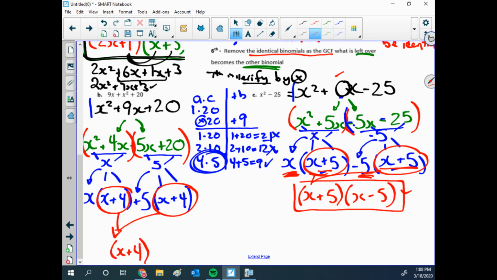So that gets removed out as the GCF. And then what's left in front becomes the other set of binomials, x plus 5. So that whole thing is my factored form. Okay.